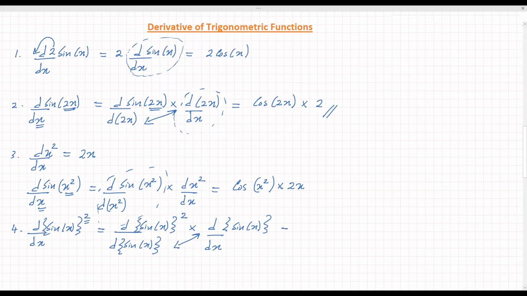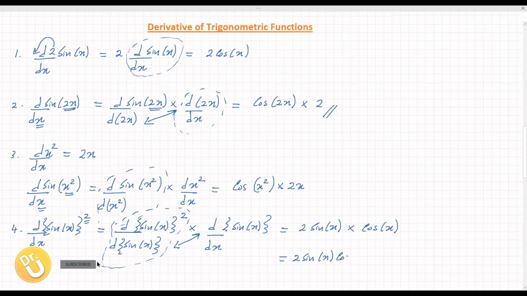So this is your chain rule construction. Now here, if you look at this part over here, this is nothing but the power rule. Though we have sine x as the base, the answer would be 2 sine x, multiplied with d/dx of sine x, which is cosine x. So the answer would be 2 sine x cosine x, or you can say this is sine 2x. So this is a very fundamental trigonometric relation.